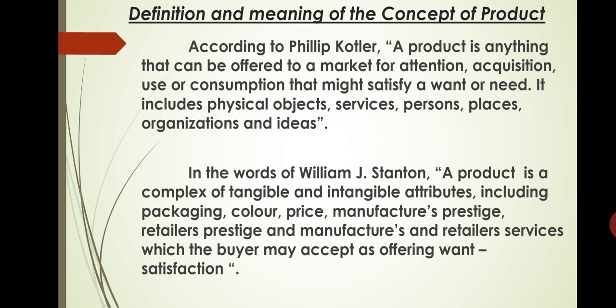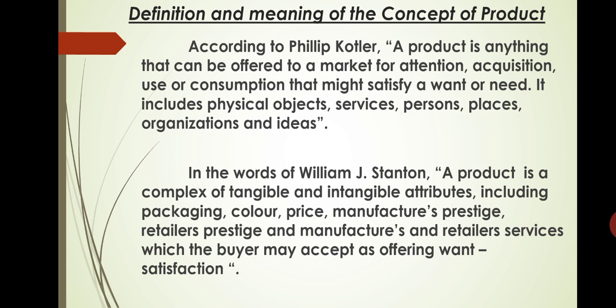In the words of William J. Stanton, a product is a complex of tangible and intangible attributes, including packaging, color, price, manufacturer's prestige, retailer's prestige, and manufacturer's and retailer's services, which the buyer may accept as offering want or satisfaction. So from this definition, it is clear that a product means all goods and services, tangible or intangible, of any size, quality, color, packing, or price, which may be exchanged for money and accepted by consumers to satisfy their needs and wants.